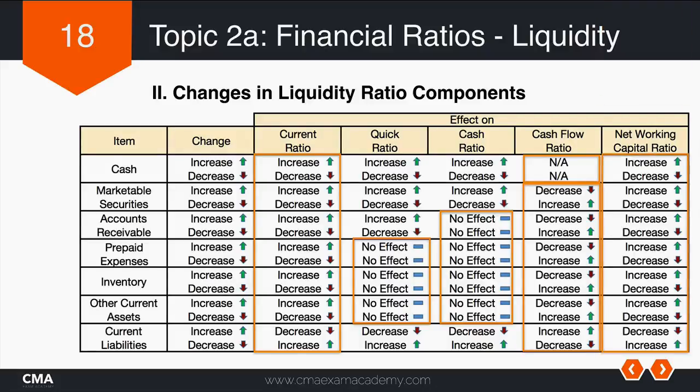In the last column, we can notice that the changes and the effect are the same as the changes and the effect on the current ratio. This is because the net working capital ratio has the same components as the current ratio, the current assets and the current liabilities, except that the denominator is the total assets.